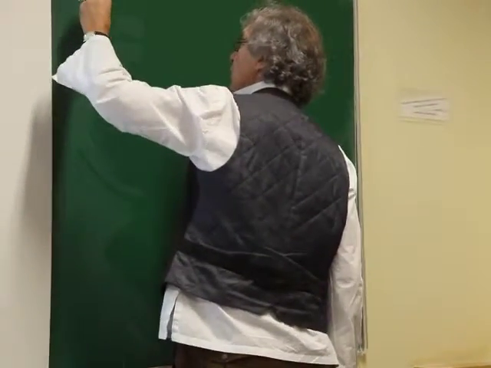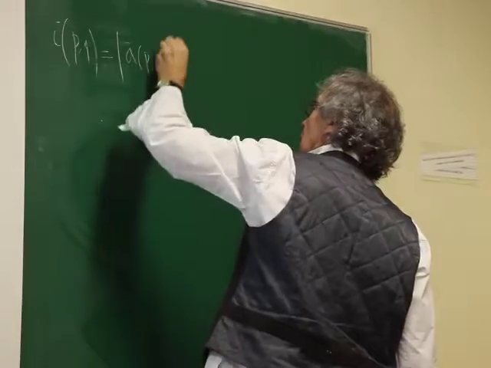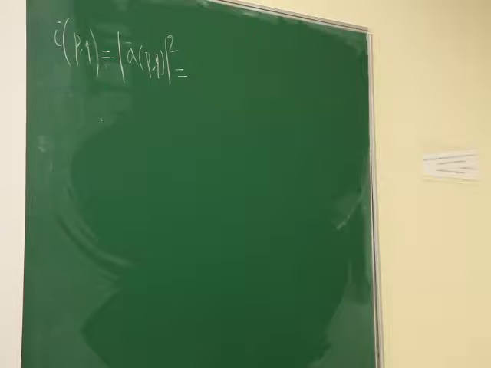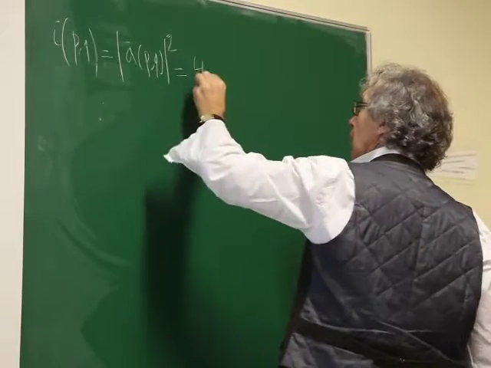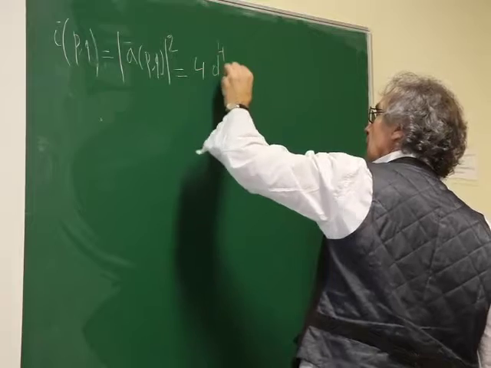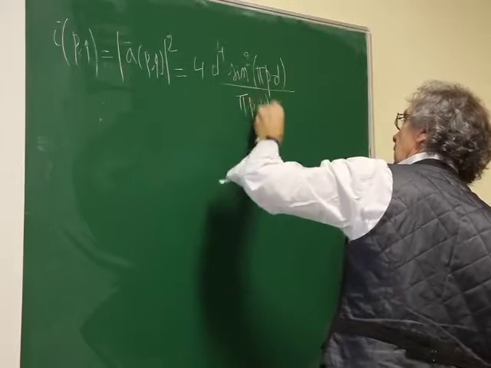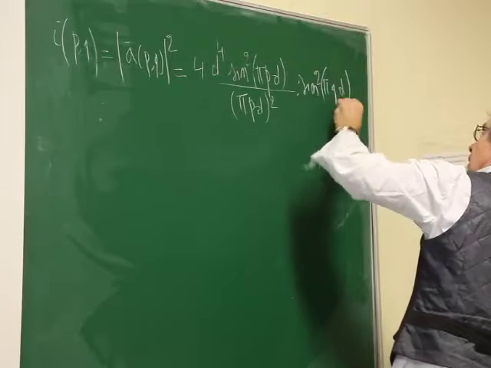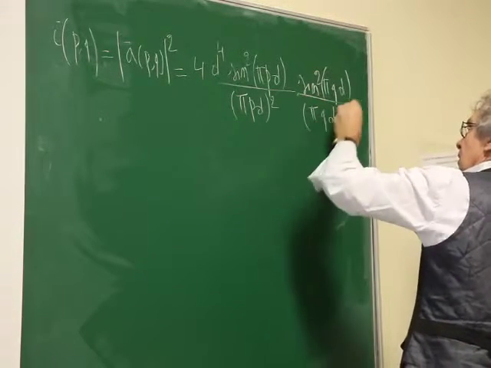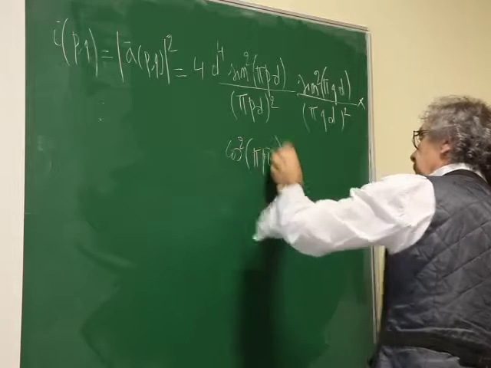We may retrieve the distribution of intensity in the focal plane, which is equal to the square of the modulus. And we find that it is equal to, so I just have to multiply, so it would be 4 times d to the power of 4 times sine squared, multiplied still by cosine squared of pi p d.